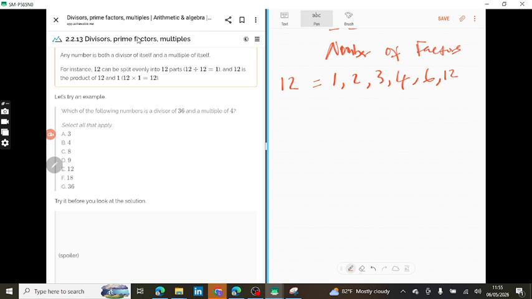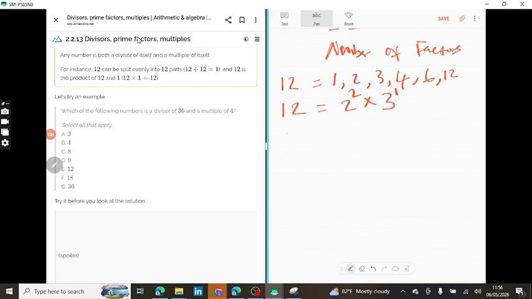Now, if you want to apply this, the prime factorization of 12 is 4 times 3. Sorry, 2 raised to the power 2 times 3. 2 raised to the power 2 times 3 is 12. So this is the prime factorization of 12. But this is 3 raised to the power 1.